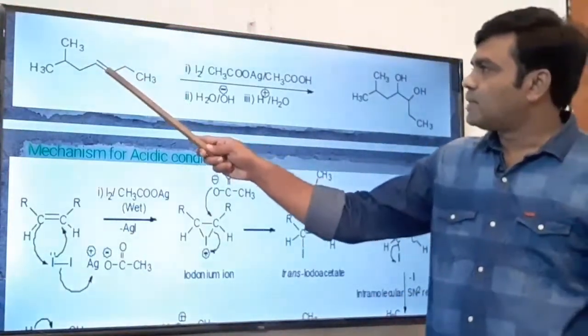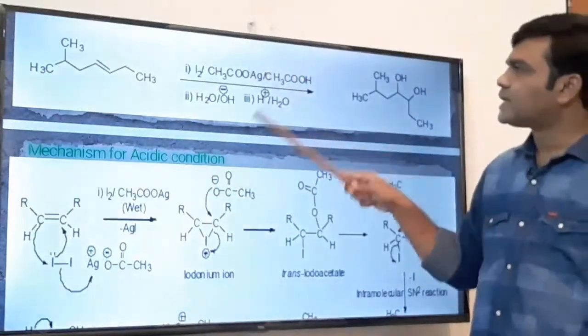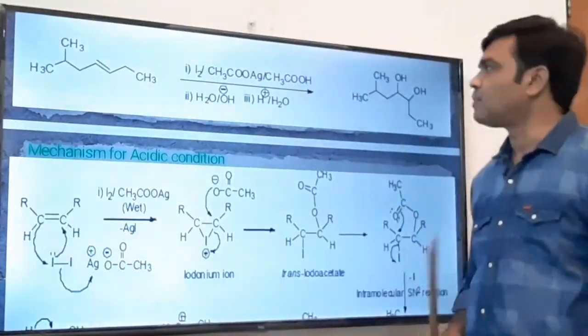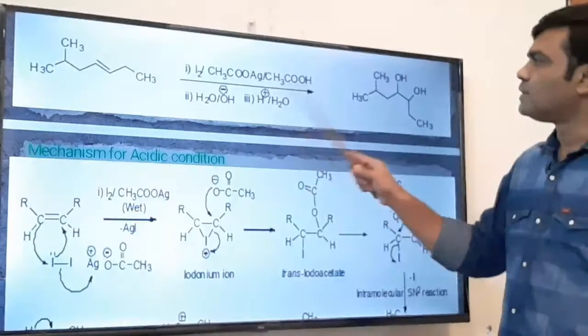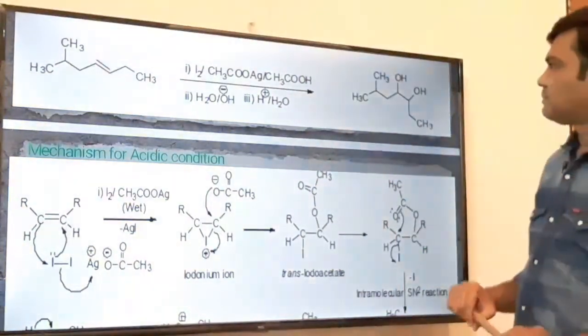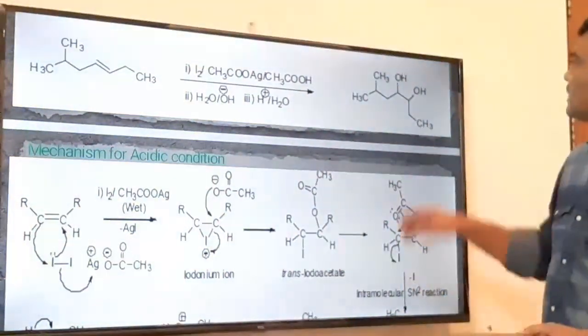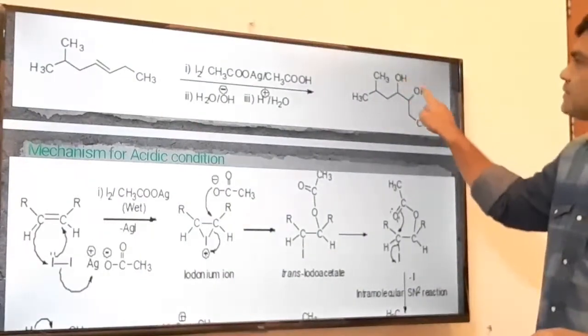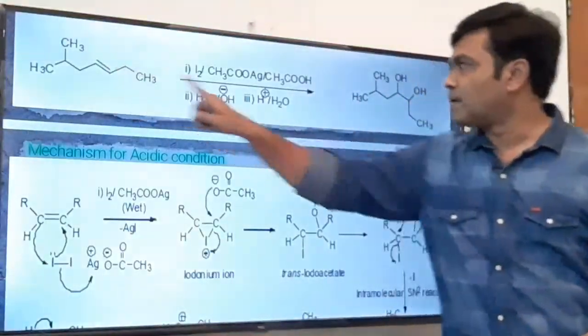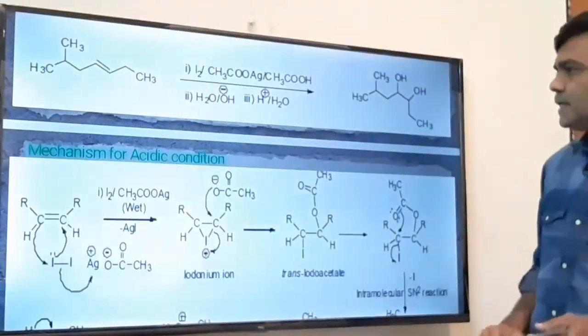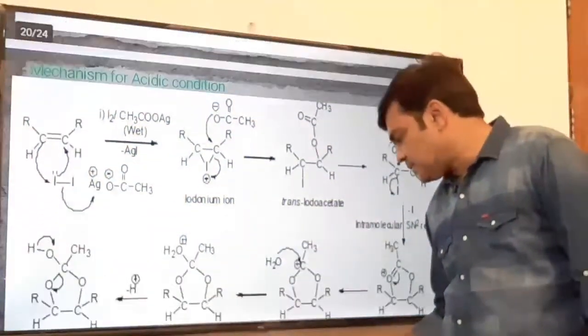See, it is a carbon-carbon double bond. This is the Woodward reagent: iodine with silver salt of carboxylic acid, followed by hydrolysis in acidic media. Here also we get two OH groups on the same side, that is diol formation. On the carbon-carbon double bond, two OH groups are added. Now see the mechanism of the Woodward reaction.